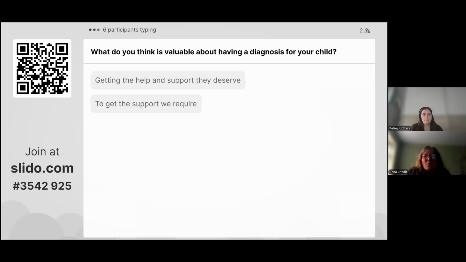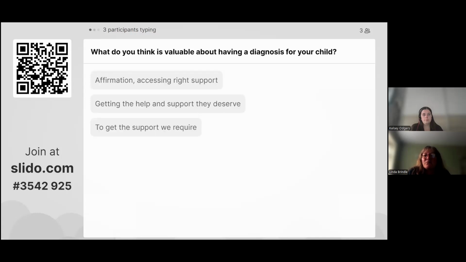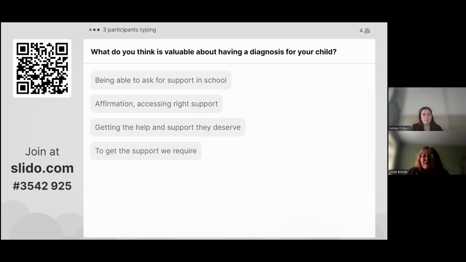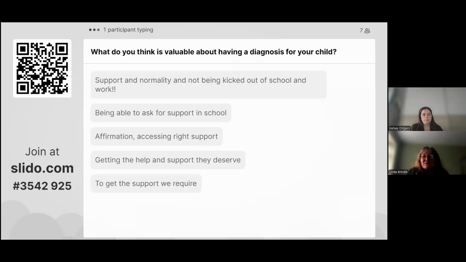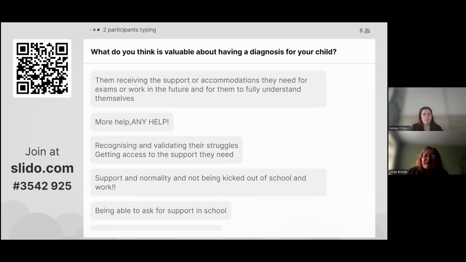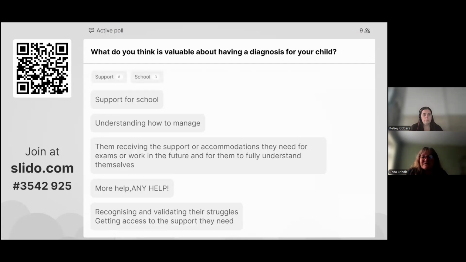To get the support we require, getting the help and support they deserve, accessing the right support. So a lot of similar themes there. Affirmation, yeah, sort of confirming what maybe was suspected, feeling more able to ask for support, feeling a sense of normality, not being kicked out of school. I think that said, recognizing and validating struggles. Yeah, that importance of feeling that people understand and can acknowledge that there are reasons why they're having difficulties, that there are some differences there.